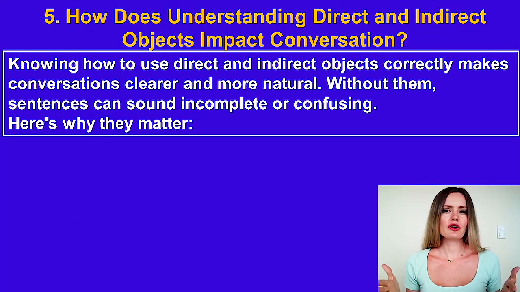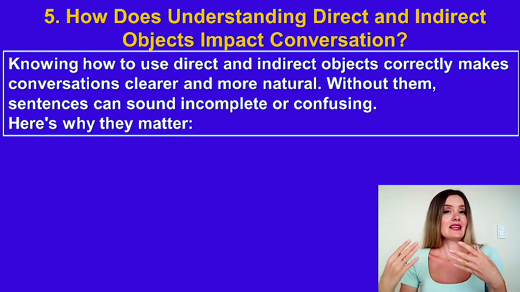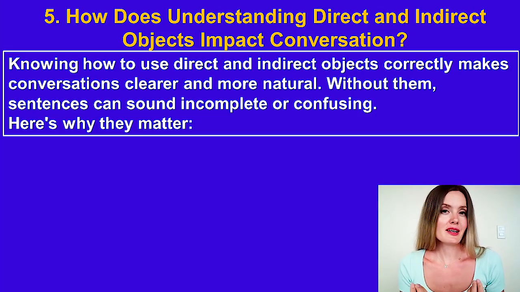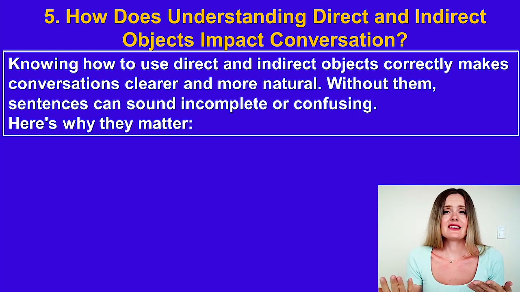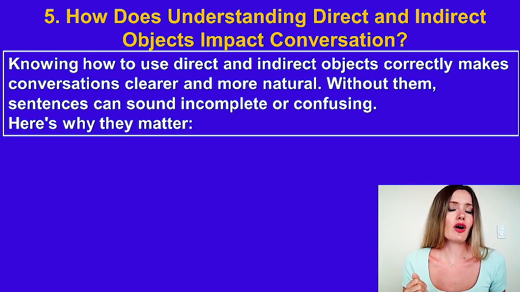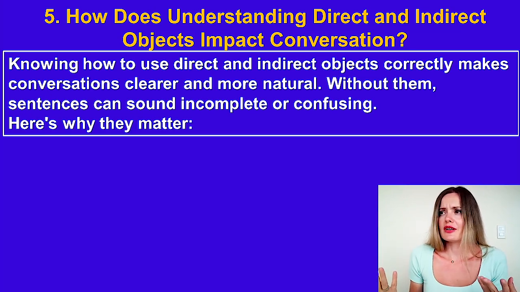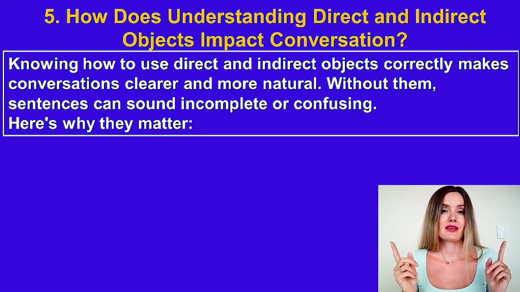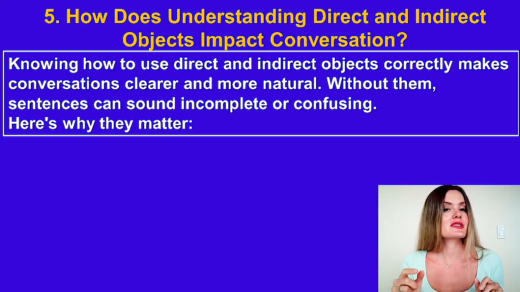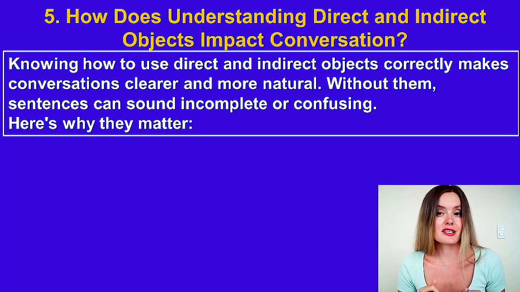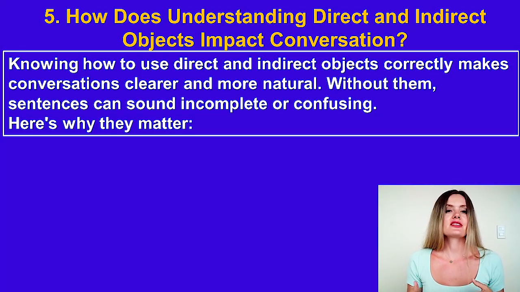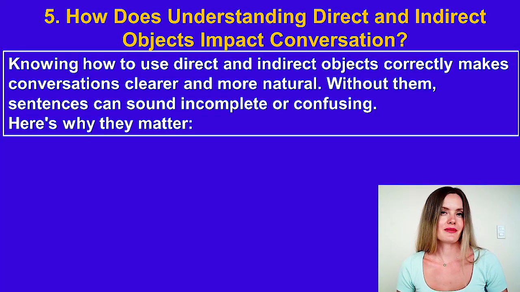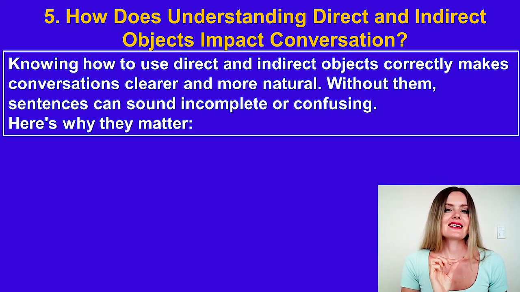So now, after you learned what direct and indirect objects are, you may ask me, how does understanding direct and indirect objects impact conversation? What is the point of me learning the difference between direct and indirect objects? So, knowing how to use direct and indirect objects correctly makes conversations clearer and more natural. Without them, sentences can sound incomplete or confusing.